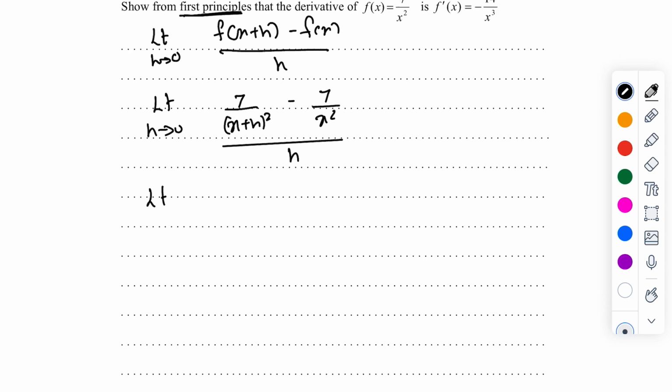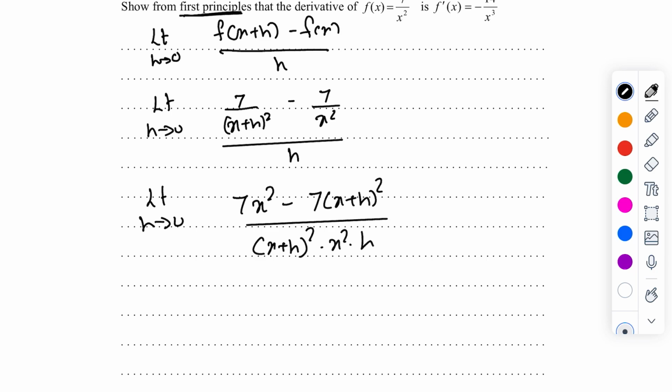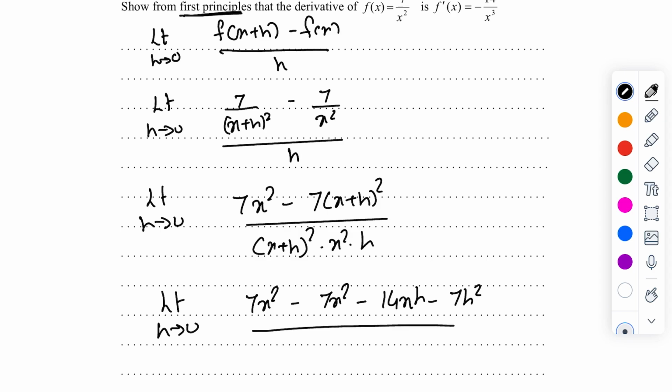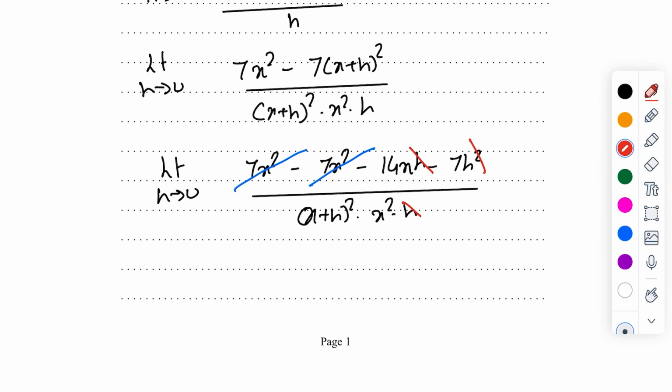Then limit h approaches 0, common denominator, it becomes 7x square minus 7(x plus h) whole square, divided by (x plus h) whole square times x square times h. So limit h approaches 0, 7x square minus 7x square minus 14xh minus 7h square, divided by (x plus h) whole square times x square times h. 7x square gets cancelled. One h term also gets cancelled.